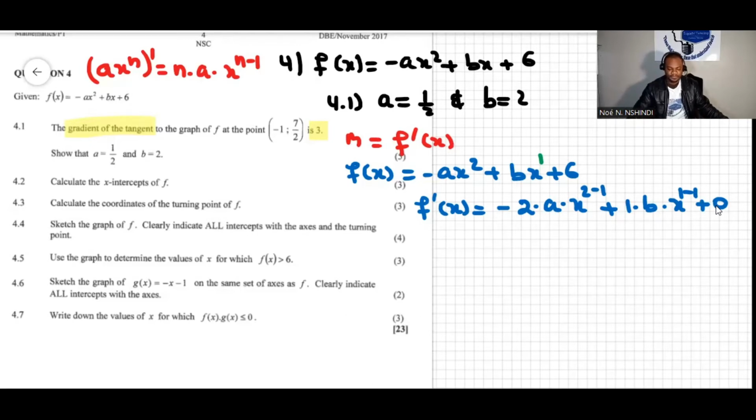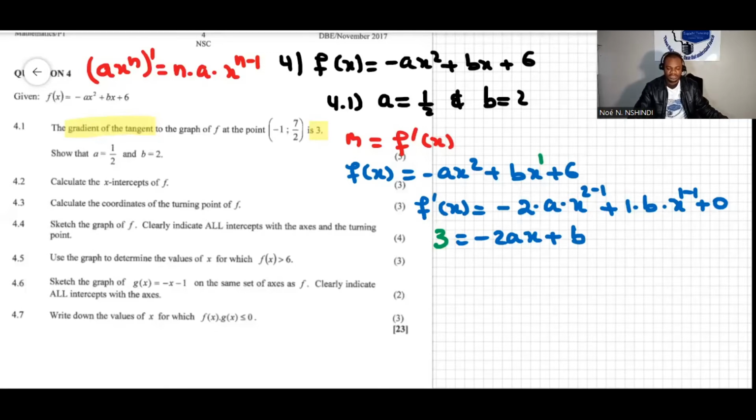Then I can write it like, let me simplify. Before I do, they say that the gradient of the tangent is 3, so the derivative of this function is equal to 3. So I'm going to sub in the value of 3 for the derivative of the function. So 3 will be equal to negative 2ax plus 1 times b, just b, and then x to the power of 0 is just equal to 1. So it's going to be that 3 equals negative 2a plus b.